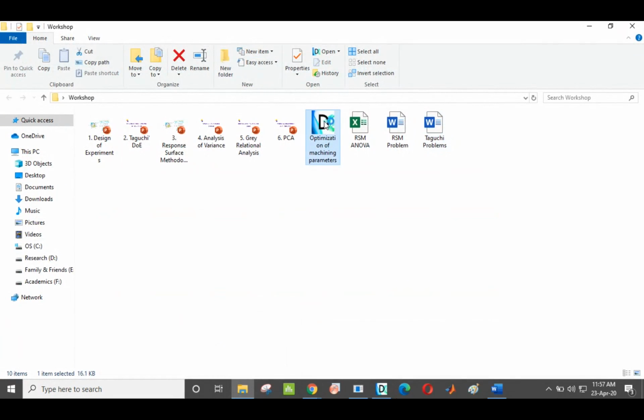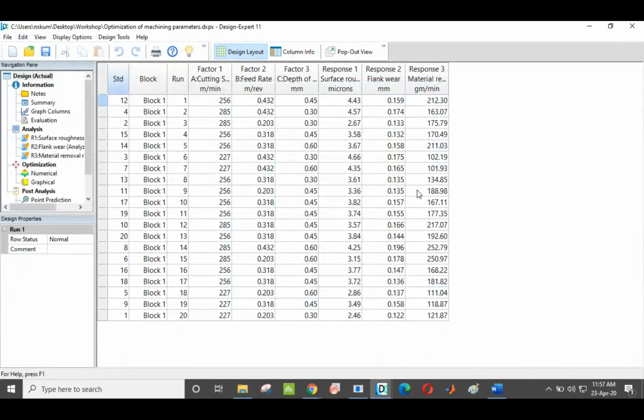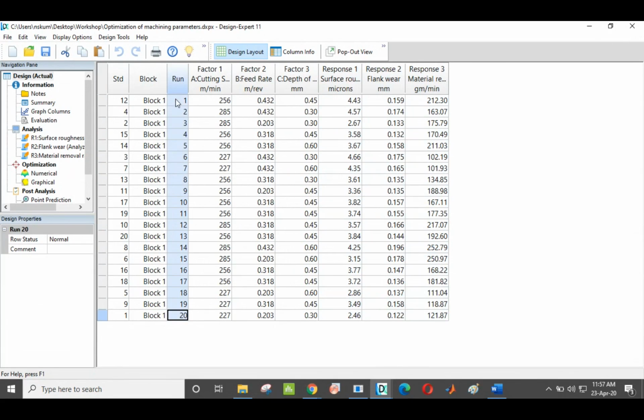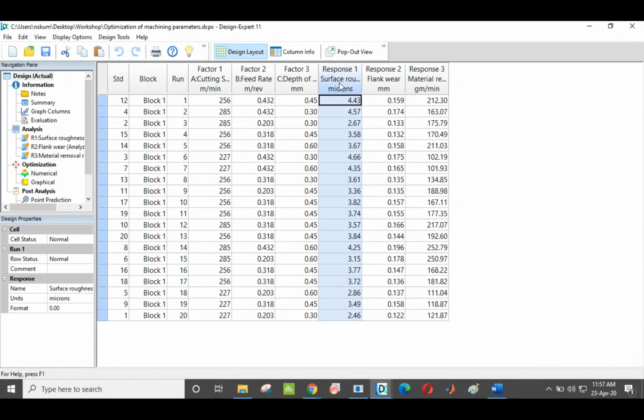So I have an example with me that I am going to select. Based on this, I am going to perform the experiments and I recorded the values here. The same similar 20 experiments for different cutting speed, feed, depth of cut. I am going to have surface roughness, flank wear, and metal removal rate as outputs with alpha value as 1.